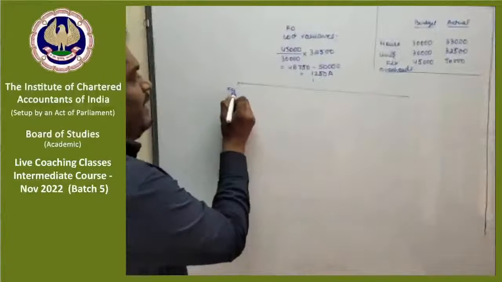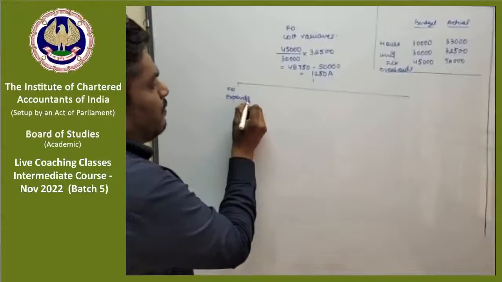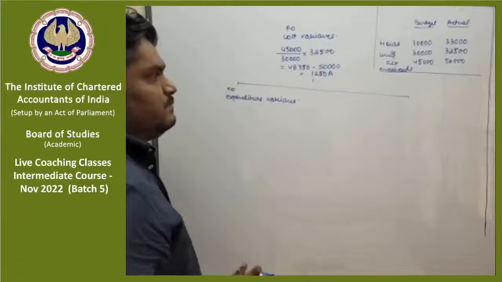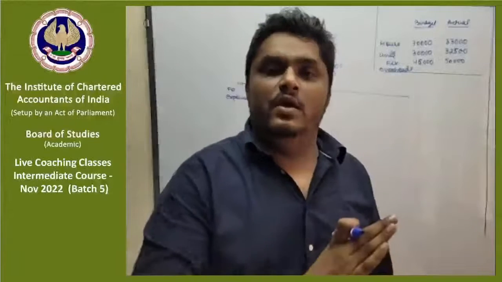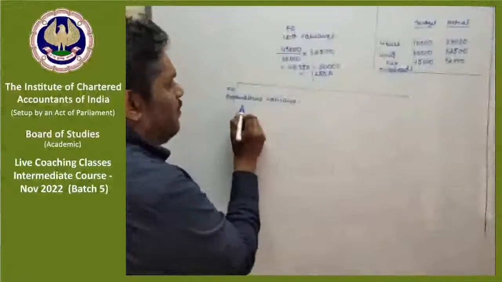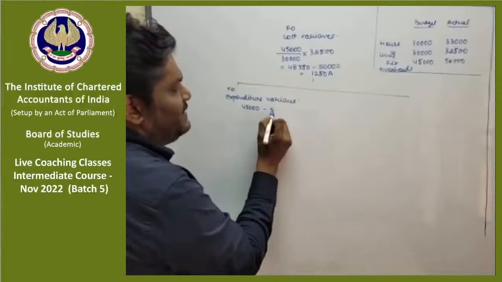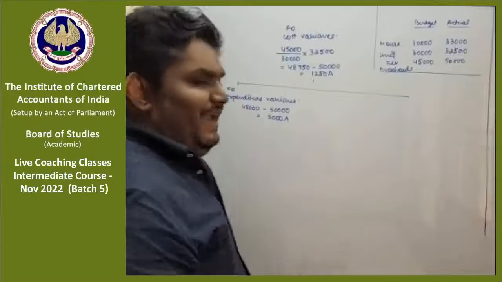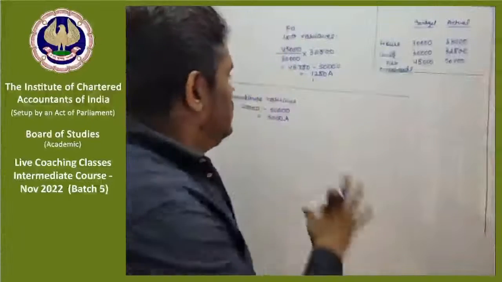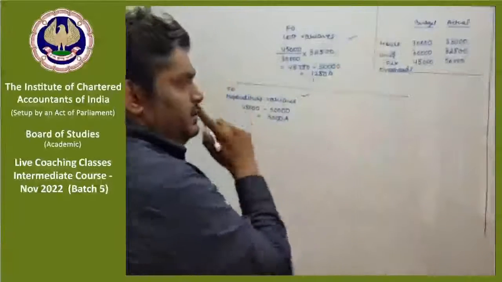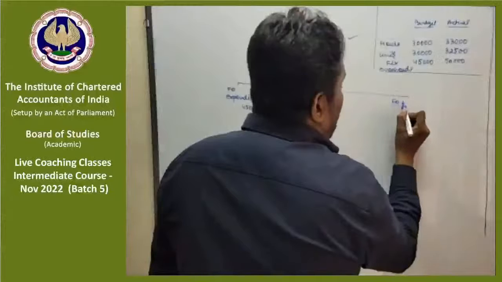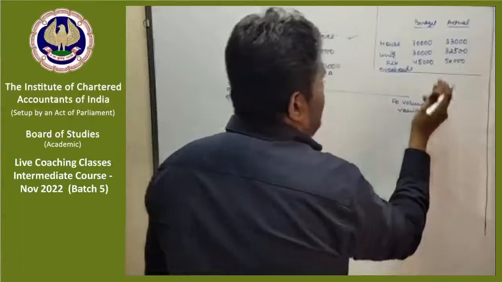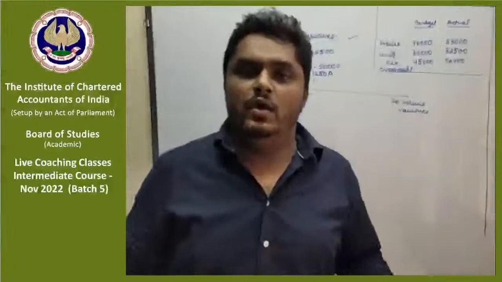Now next is fixed overhead expenditure variance, again, no change, very simple. 45,000 minus 50,000. So 5,000 adverse. So there will be no change. Next is fixed overhead volume variance. If days are given or not given, again it is irrelevant.